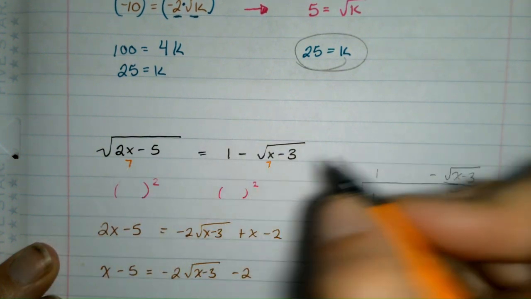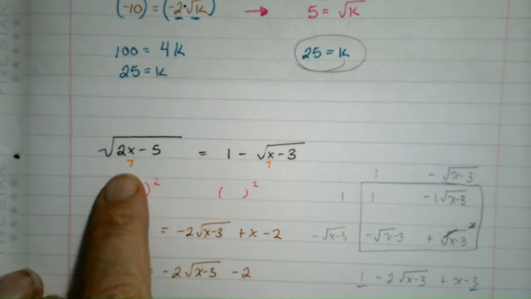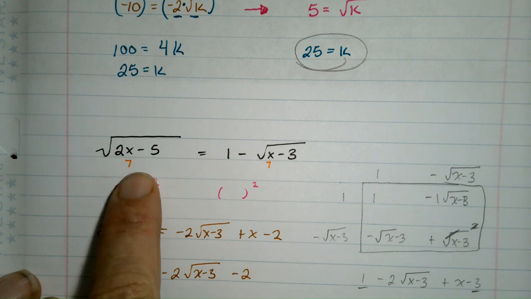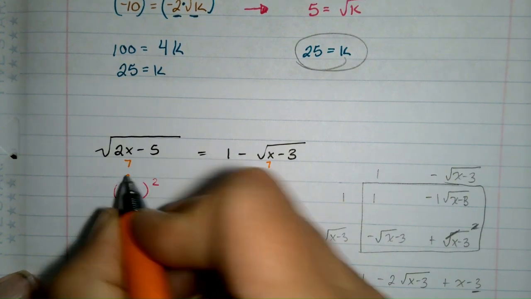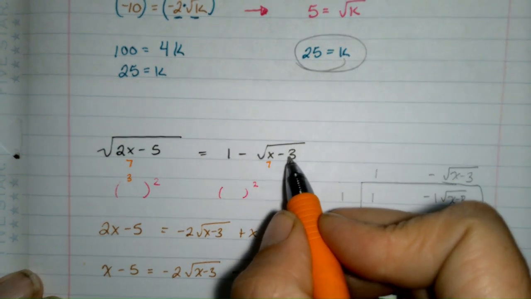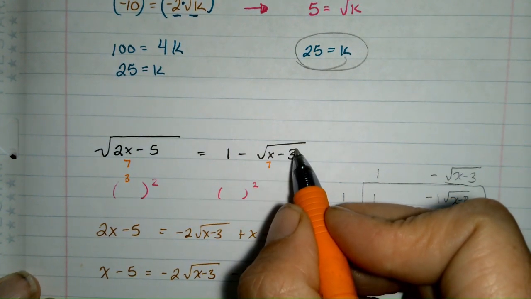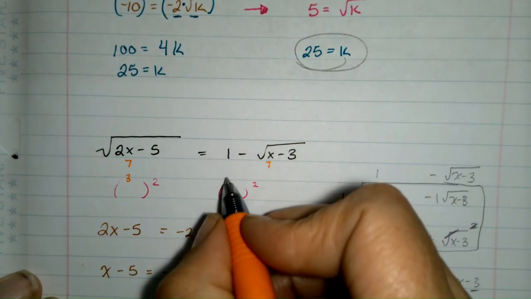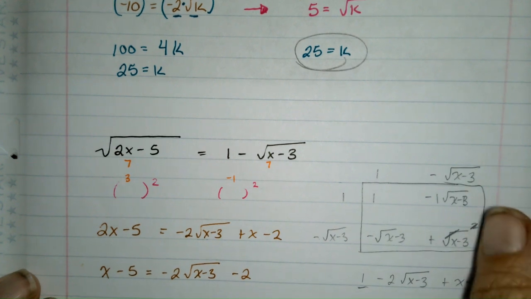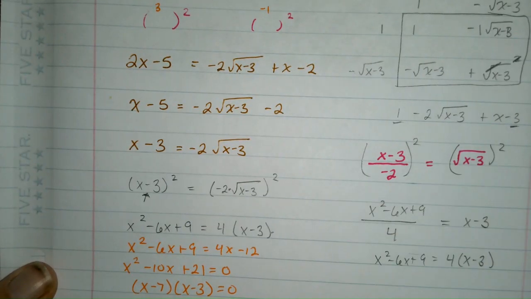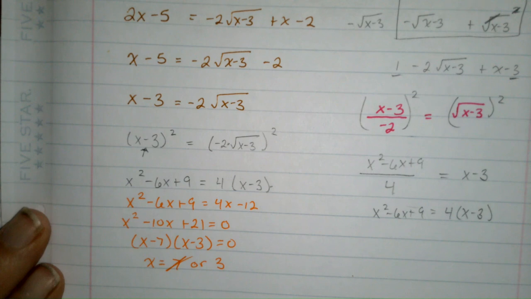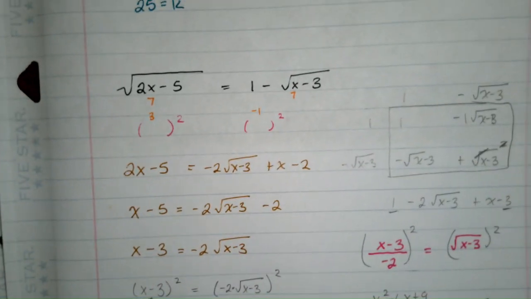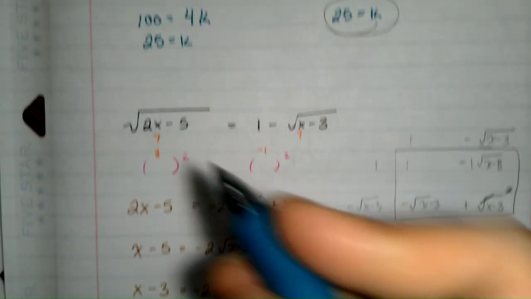Does 7 work? Well, 14 minus 5 is the square root of 9. The square root of 9 is 3. 7 minus 3 is 4. The square root of 4 is 2. 3 minus 2 is 1. Nope, 7 got kicked out. I marked it out down here. Okay, now I'm going to test 3.